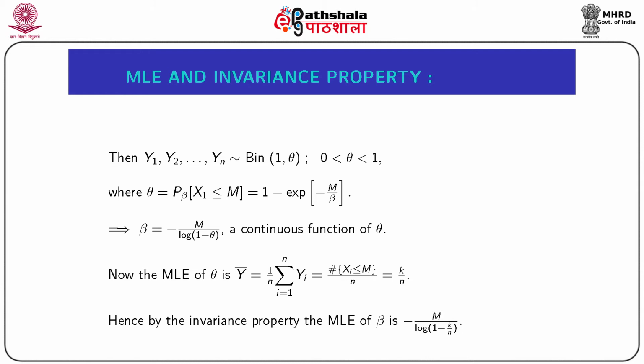theta. Also, we know from Bernoulli sample observations, the maximum likelihood estimator of the Bernoulli probability of success theta is the sample mean y bar, which is equal to summation yi by n, and here summation yi is equal to the number of cases where an xi is less than or equal to M. Hence, as a result, y bar is equal to the number of xi less than or equal to M divided by n.